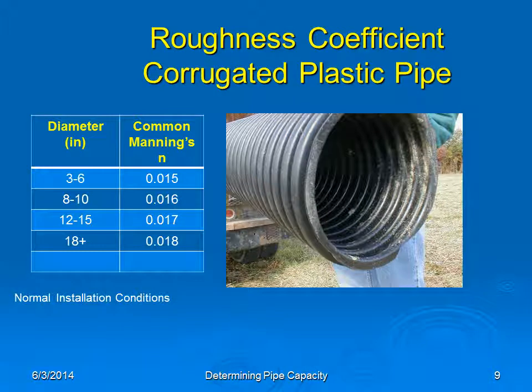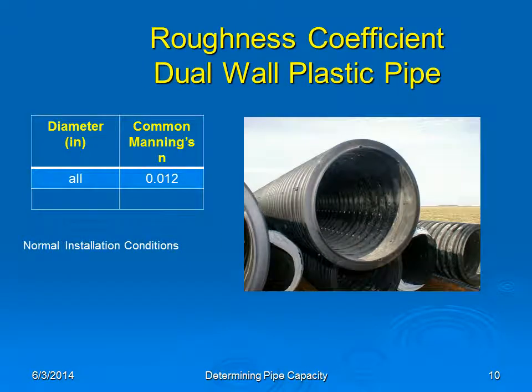This table shows common Manning's n values for various diameters of corrugated plastic pipe, which is typically used in our subsurface drainage systems and underground outlets. You can see that it ranges from 0.015 for 3 to 6 inch diameter pipe up to 0.018 for 18 inch and greater pipe. For our dual wall plastic pipe, which has a smooth interior, the common Manning's n used is 0.012.